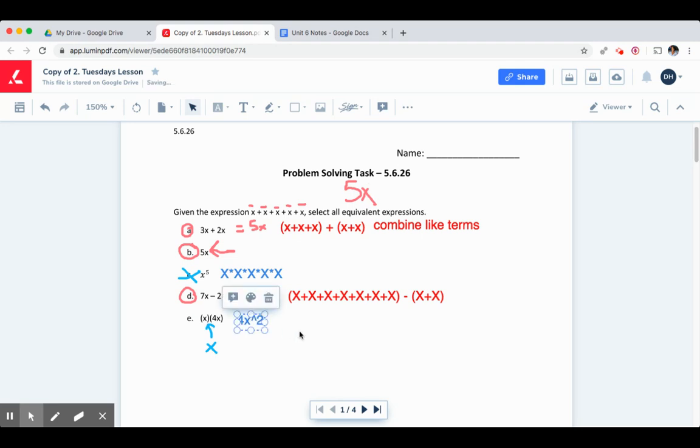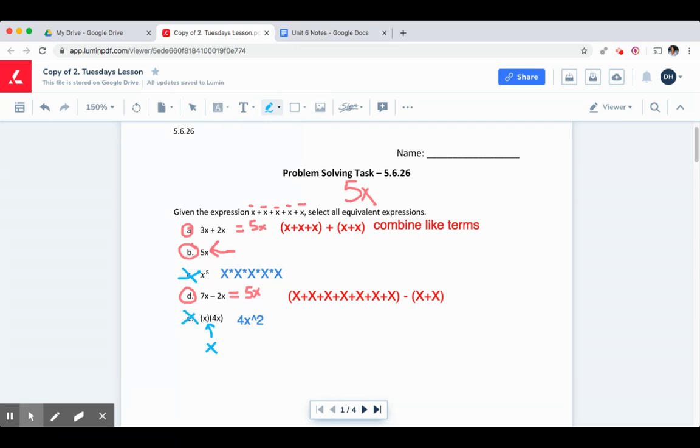So that just shows you not to fall for a trick that could be used to confuse you. If you have parentheses that are touching, it shows multiplication. And when you are multiplying variables times each other, it is not the same thing as adding them together. So x times 4x would not give you 5x. It would actually give you 4x squared. Answer choice E is also incorrect.